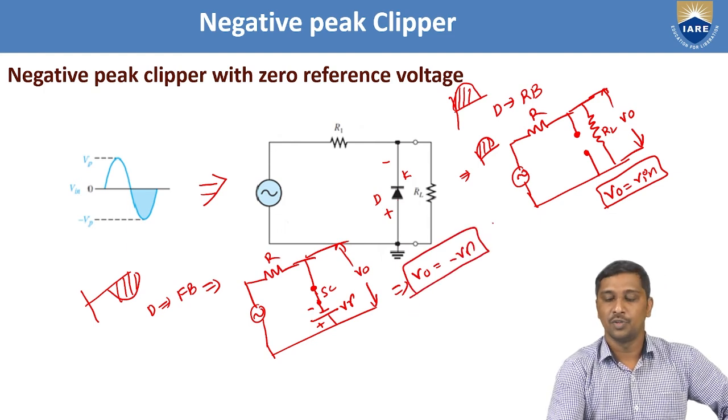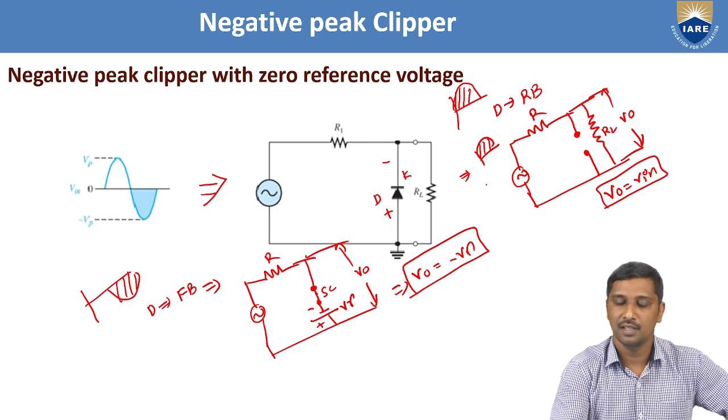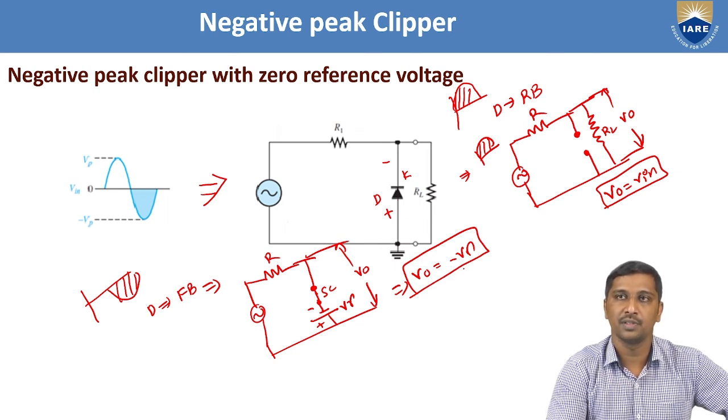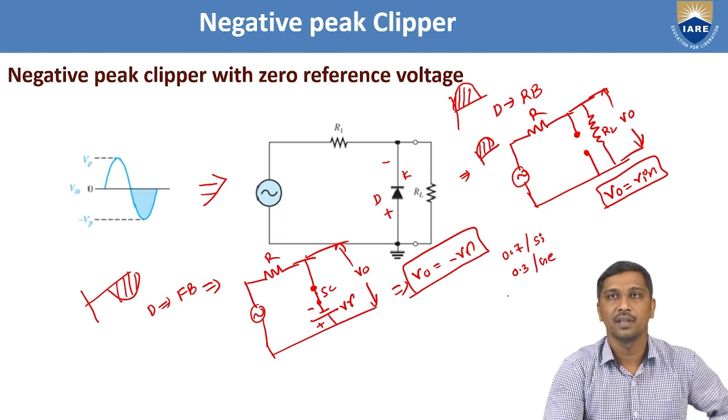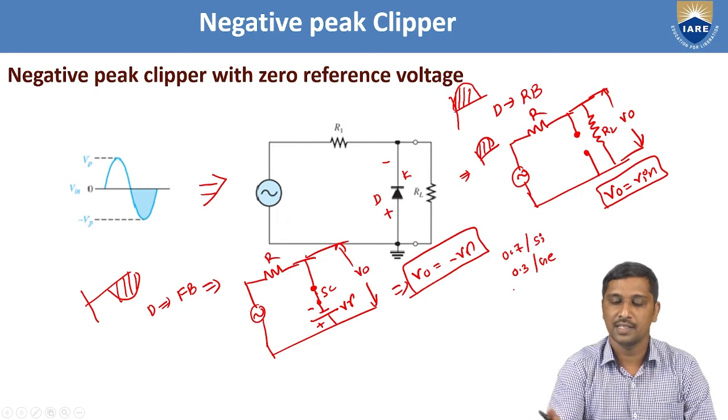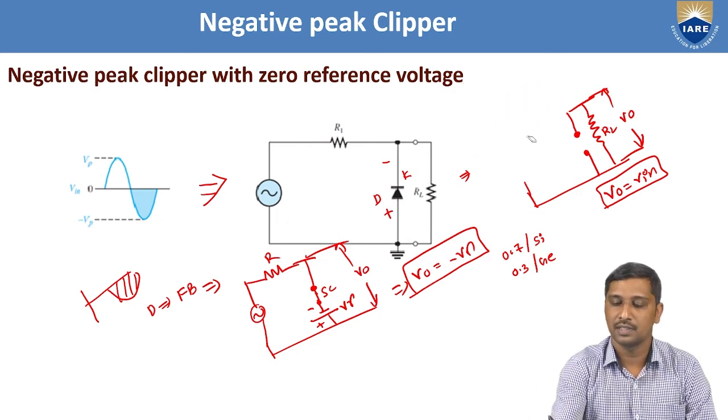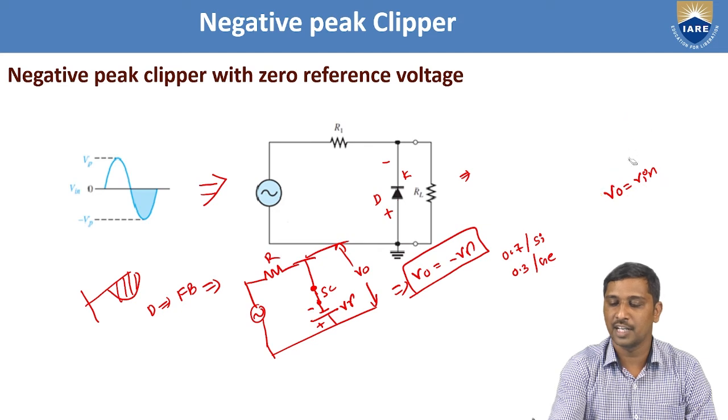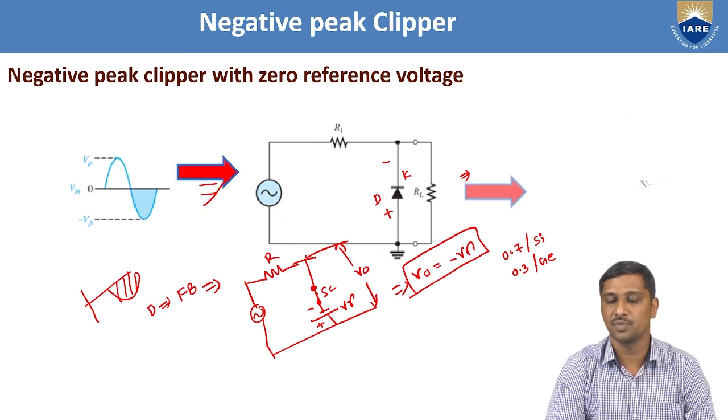So during the positive portion of the given input signal, from this circuit, the output voltage is directly proportional to your input voltage. During the negative portion of your given input signal, from this circuit, the output voltage is equal to negative cut-in voltage. The cut-in voltage is either 0.7 or 0.3: 0.7 for silicon and 0.3 for germanium. Based on this analysis, here I show the output response of a negative peak clipper with a 0 reference voltage.